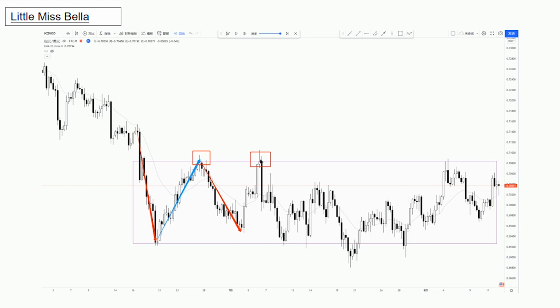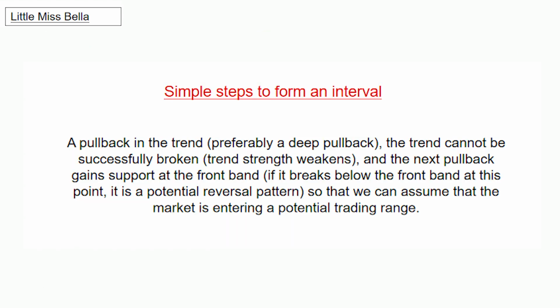We just used two cases which are fairly standard and relatively simple. We will encounter various variations in the actual market, but in general, the formation of the band depends on these steps. It first has a trend pullback, preferably a deep amplitude pullback, and then cannot break through successfully after the trend pullback. It means that the trend energy is weakened and the next pullback is supported at the former band point. If it fails to get support at this time and directly breaks through the former band point, it is a potential reversal pattern. When these first steps occur, we think of the market as having entered a potential trading range.